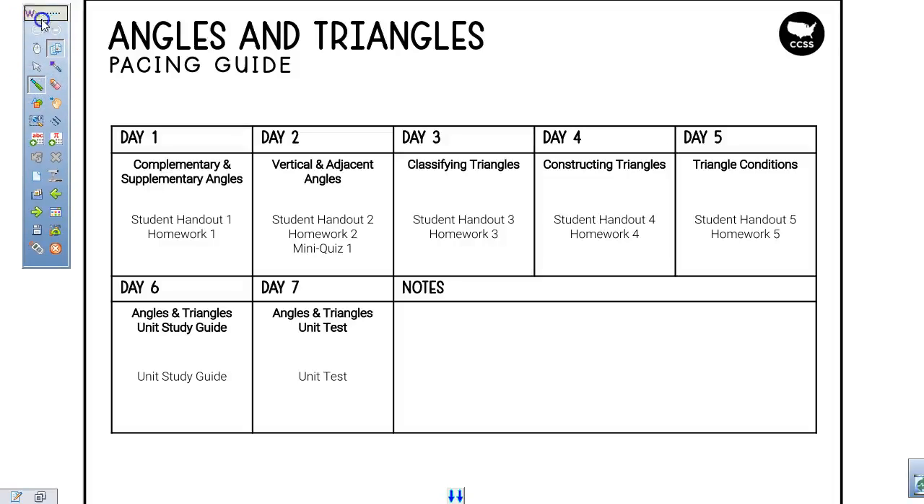All right, you should have your notes out in front of you for our angles and triangles unit. And currently we are on day 1. For day 1 today, we are going to be learning about complementary and supplementary angles. So those are 2 vocabulary words we'll be going over. For our notes, you're going to be completing student handout number 1. And then for homework this evening, you're going to get homework 1 that you'll have to complete.